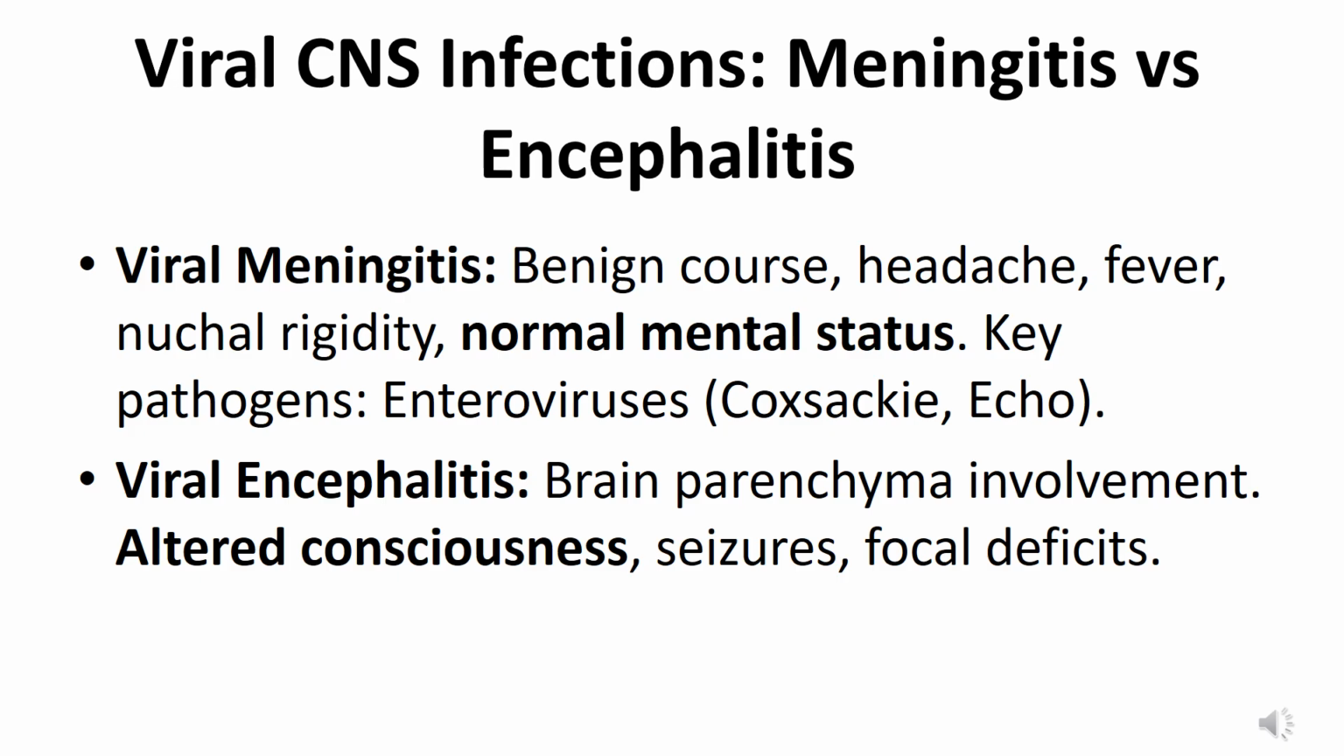Viral meningitis is often self-limiting and reassuring in prognosis. Viral encephalitis, on the other hand, is potentially life-threatening and requires prompt evaluation and treatment. Recognizing the difference early can dramatically influence outcomes and help protect the most important organ in the body, the brain.